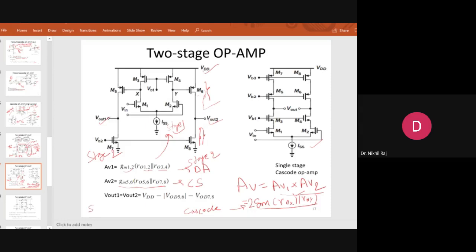The swing for this one is VDD minus 2 overdrive voltage. But for this one, I will get a swing of VDD minus 4 overdrive voltages. Okay, so this means two stage is still beneficial over cascade. How? Gain is comparable. On top of that, swing is improved in two stage compared to cascade. So it is better to have a two stage op amp.